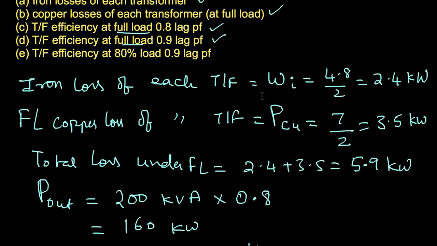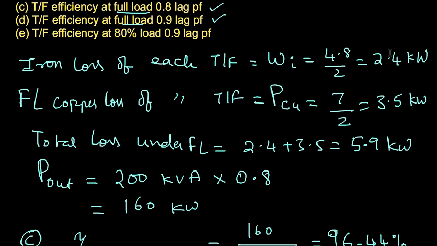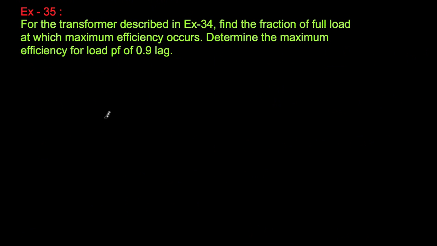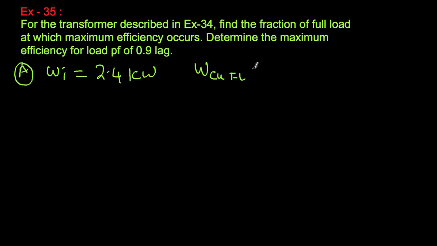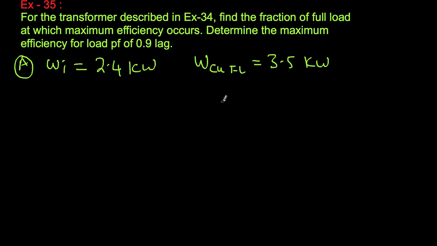What we solved from this is the iron losses of each transformer and the copper losses at full load. This is what we want to know. Here you can see 2.4 kilowatt and 3.5 kilowatt are the full load quantities. So let's first get that into our problem. For the transformer, iron loss is 2.4 kilowatts, which is constant, and copper loss at full load is 3.5 kilowatts. Now at what fraction does maximum efficiency occur? Just now we derived that. This is the formula, so let's find that fraction.